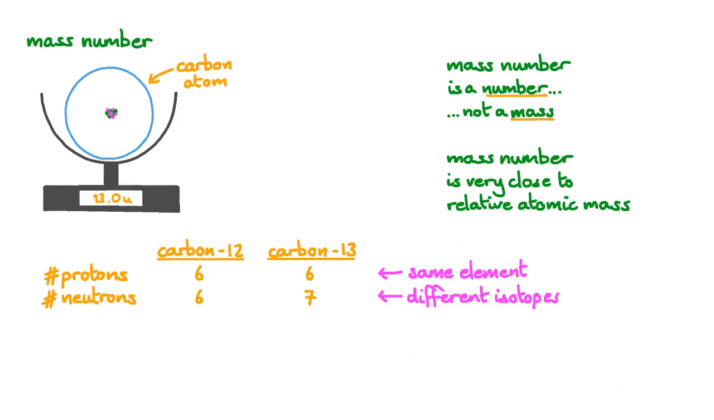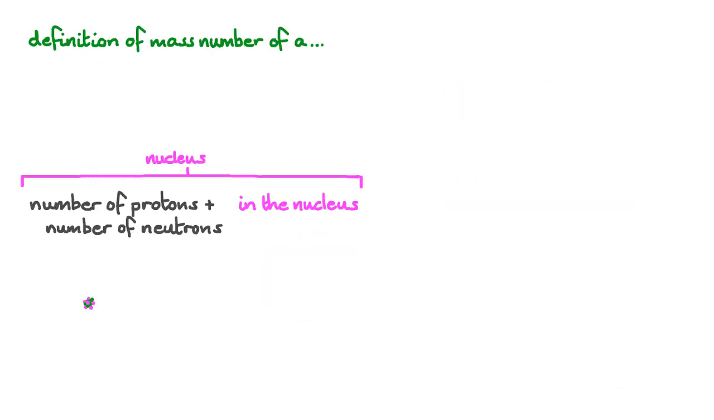This is why the mass number is useful. It allows us to distinguish between isotopes of the same element. We use the mass number in the name of the isotope because it's a nice round number that uniquely identifies the isotope. Now let's have a look at the definition of mass number on each level. The mass number of a nucleus is simply the number of protons plus the number of neutrons in that nucleus. For example, a carbon-12 nucleus has a mass number of 12.